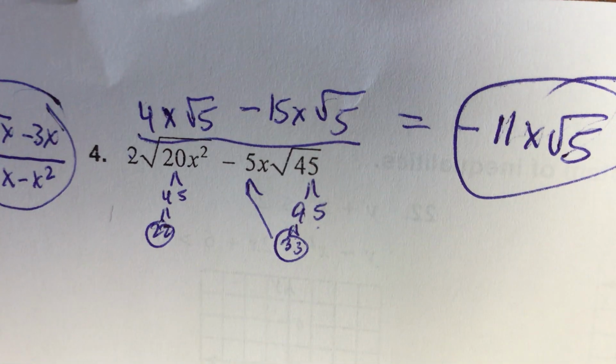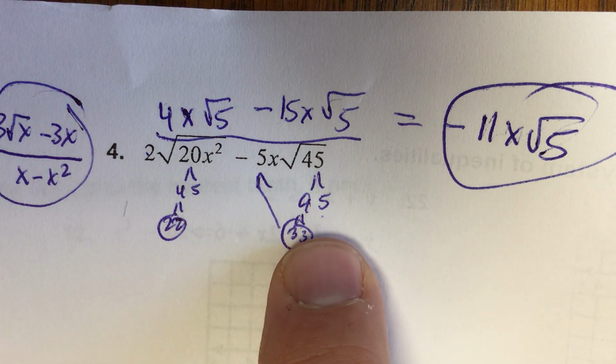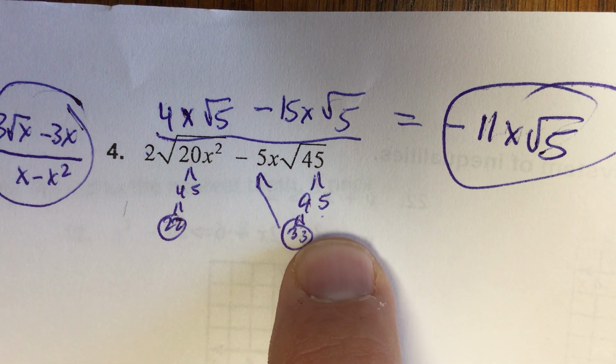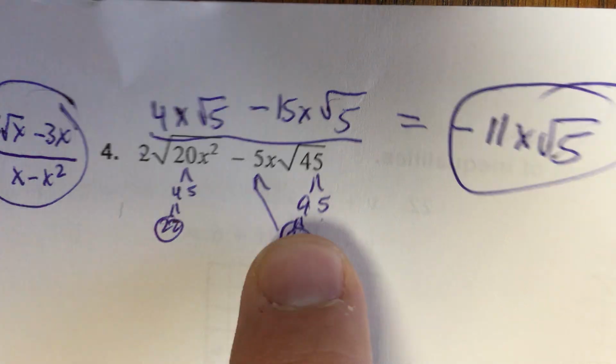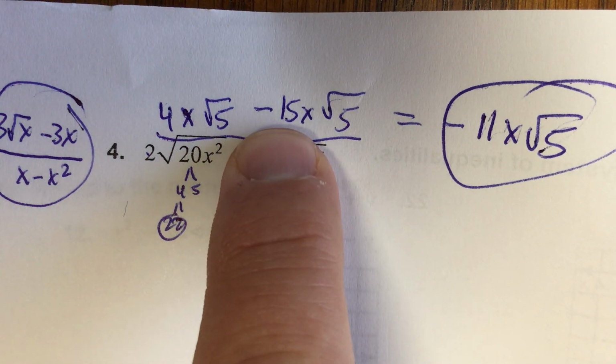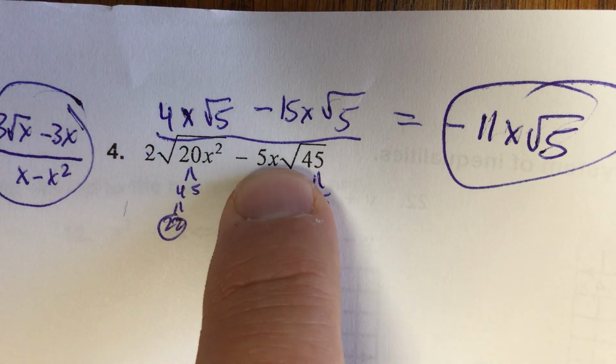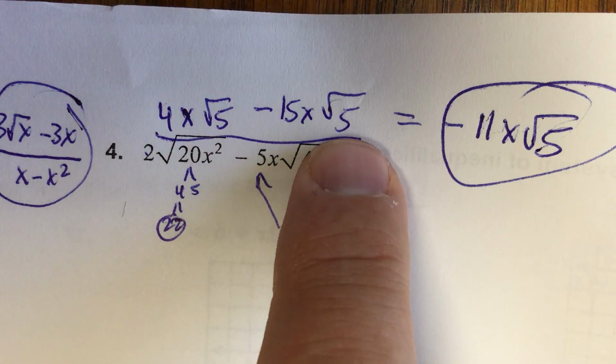That's why it's a square root of 5. Same thing over here. I factor tree down the 45 to 9 and 5, 3 and 3. I have a pair of 3's, 3 times the 5 on the outside, make negative 15. The x was already outside, so it's negative 15x roots of 5.